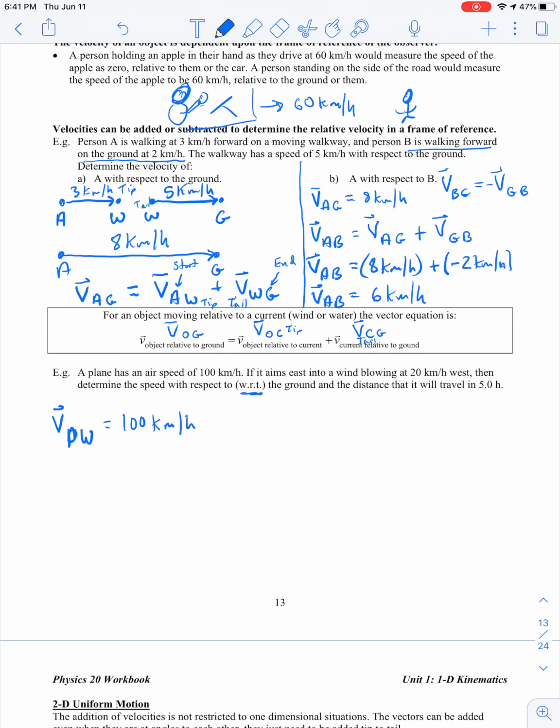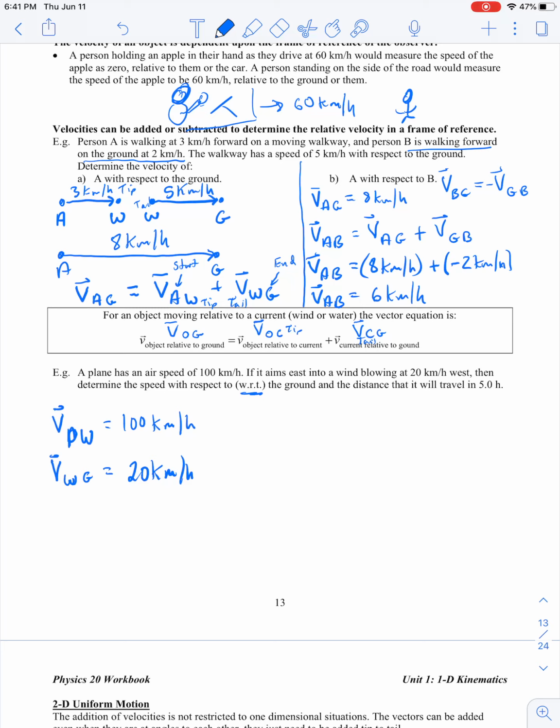It says it's aiming into a wind that's blowing west. So we've got the velocity of the wind relative to the ground. Wind speed is always measured relative to the ground. And they ask us then to determine the speed of the airplane with respect to the ground.